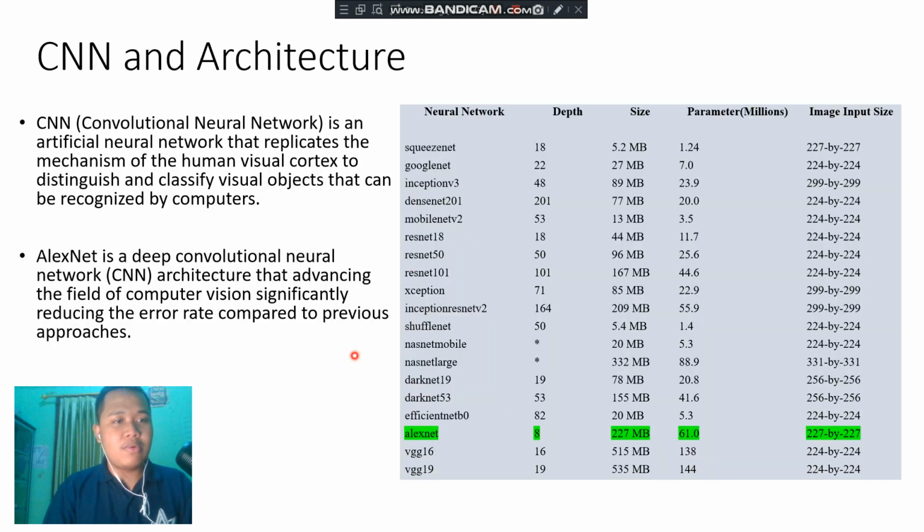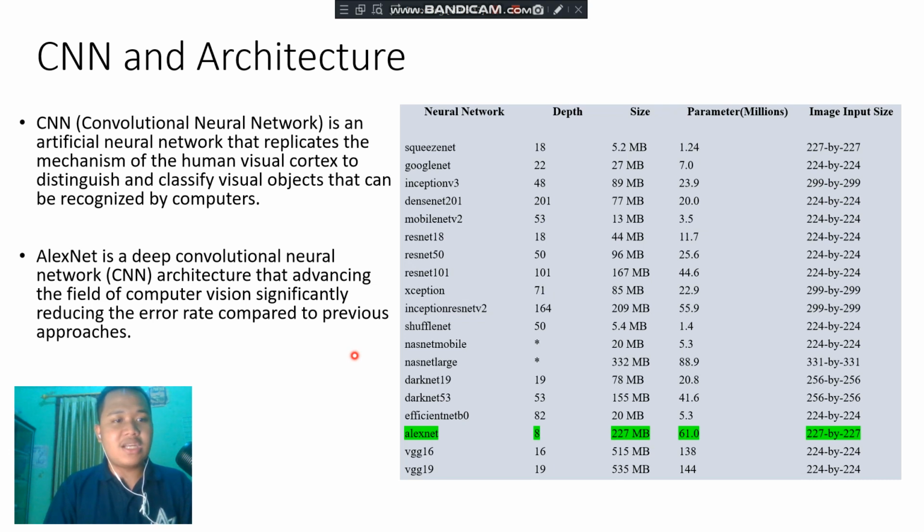Alright, here we will talk about CNN and its architecture. There are many varieties of architecture, as you can see on the right side of the table. CNN is an artificial neural network that replicates the mechanism of the human visual cortex to distinguish and classify visual objects that can be recognized by the computer. So CNN replicates the system in our brain.